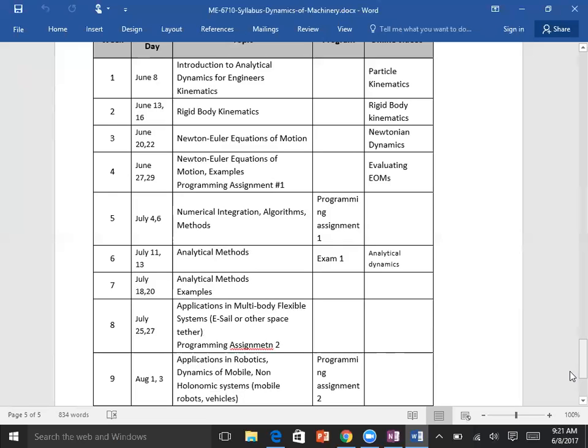Okay, so this is my proposed schedule. Over on the right, I've tried to call out the online lectures that you can watch, but also by doing this, other than the particle kinematics, I'll at least touch on everything. We'll touch on everything together.